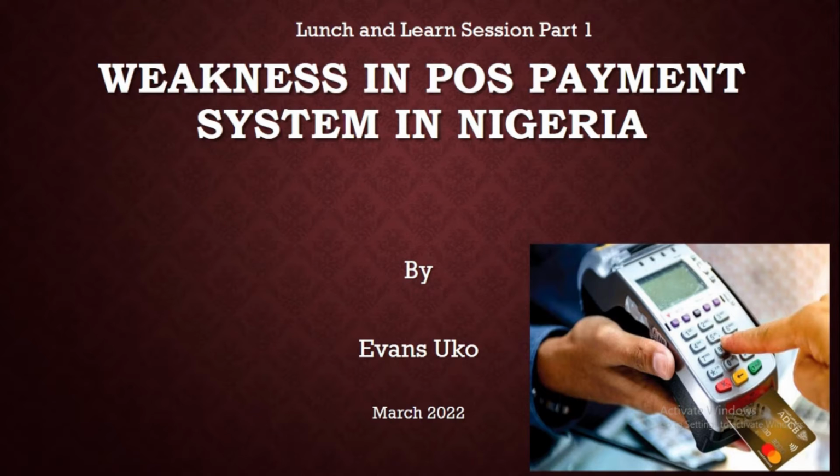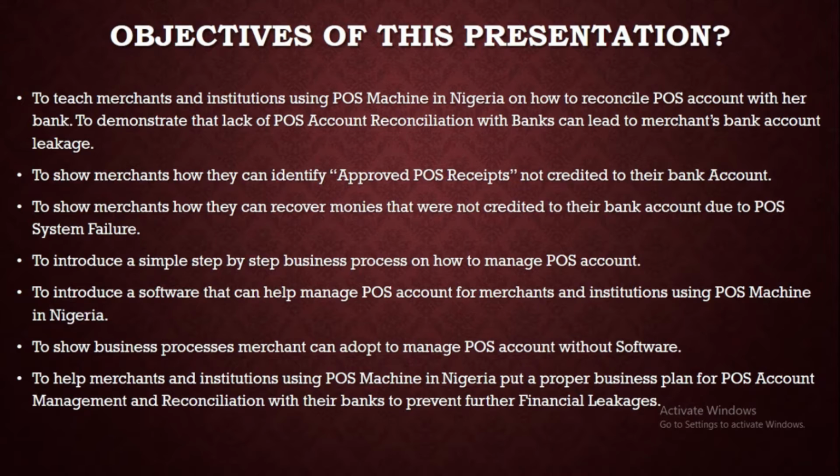So let's look at the first part, weakness in POS payment system in Nigeria. Now, the objective of this presentation is 1, to teach merchants and institutions using POS machine in Nigeria on how to reconcile POS account with our bank, to demonstrate that lack of POS account reconciliation with bank can lead to merchant bank account leakage. We also want to show merchant how they can identify approved POS receipts not credited to their bank account. We want to show the merchant how they can recover monies that were not credited to their bank account due to POS system failure.